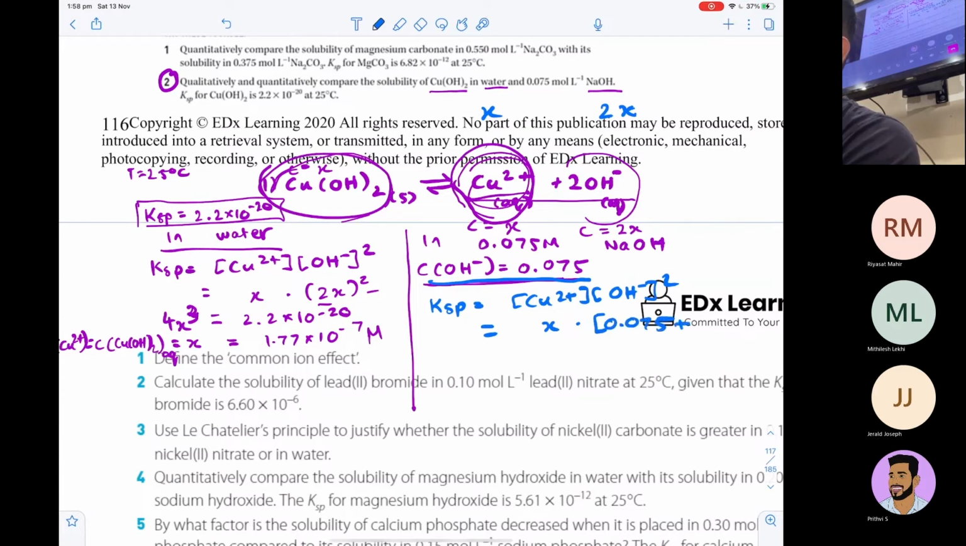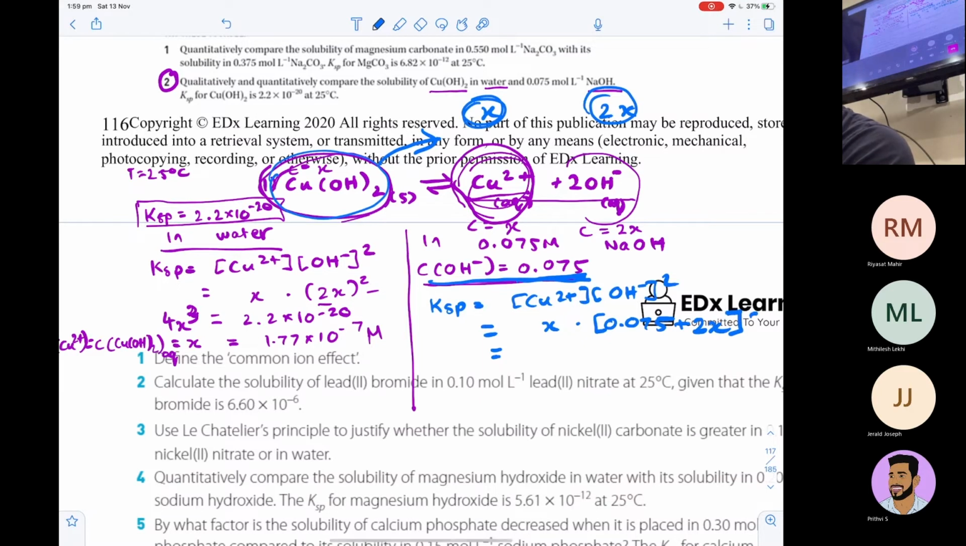0.075 plus 2x. Do you all agree that this copper hydroxide is also going to ionize and form x moles per liter of copper and 2x moles per liter of hydroxide ion? Does everyone agree? So on top of the 0.075 that's already been released in solution from that common ion, our actual salt that is going to form the saturated solution is going to give off 2x of hydroxide ions. So you need to show this step of working out. It's 0.075 plus 2x. Good?